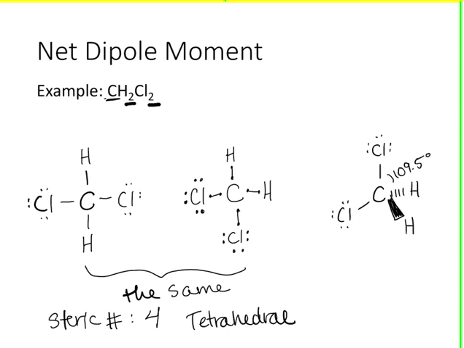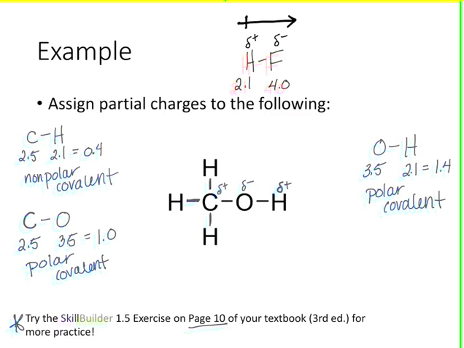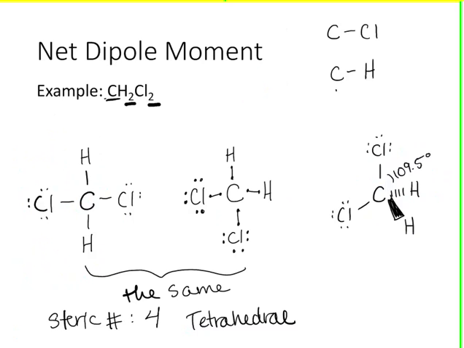Okay, so let's figure out whether we have any polarity in this molecule. So let's look at the carbon-chlorine bond, and then we'll also talk about the carbon-hydrogen bond. Now, the carbon-hydrogen bond we already went over, right? So actually, let's look back. We already said that the carbon-hydrogen bond is non-polar covalent. Okay, so we'll just write that down. We already figured that out.